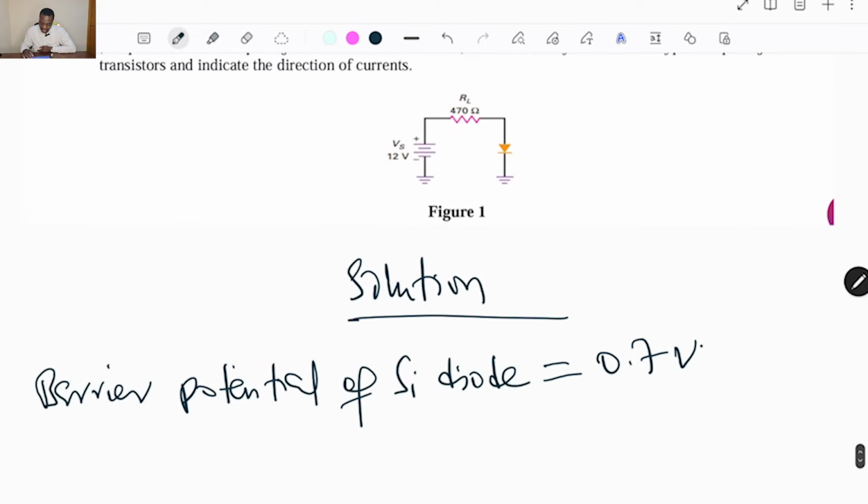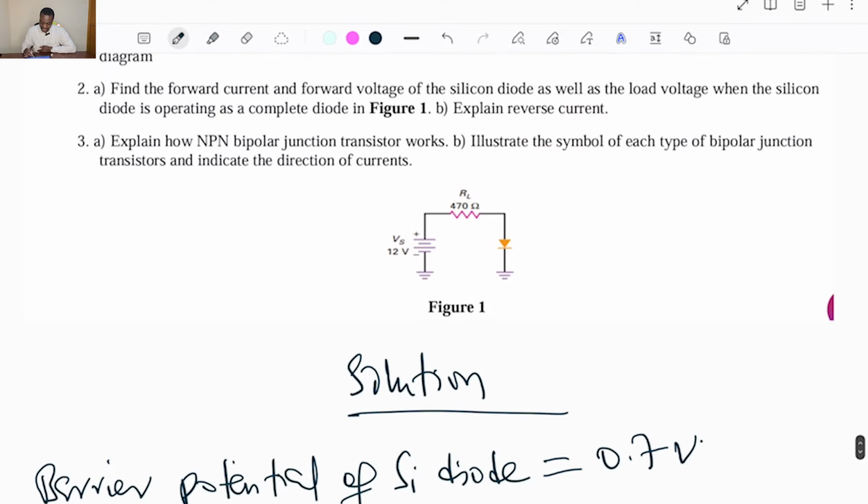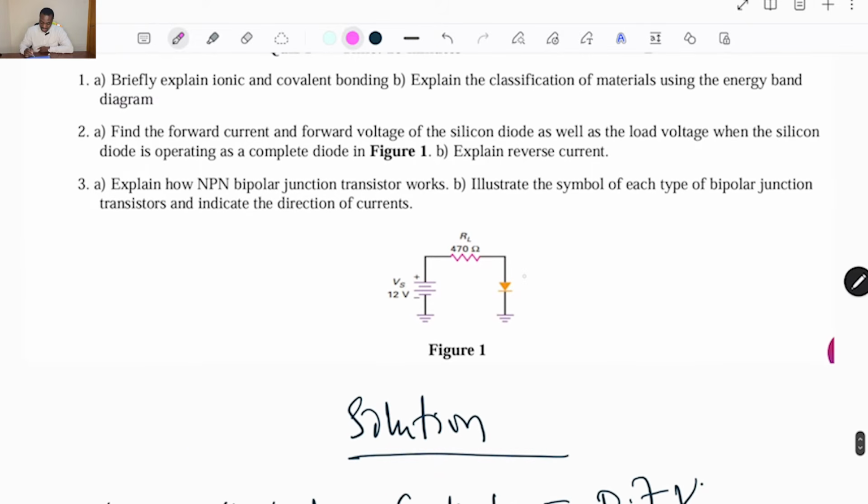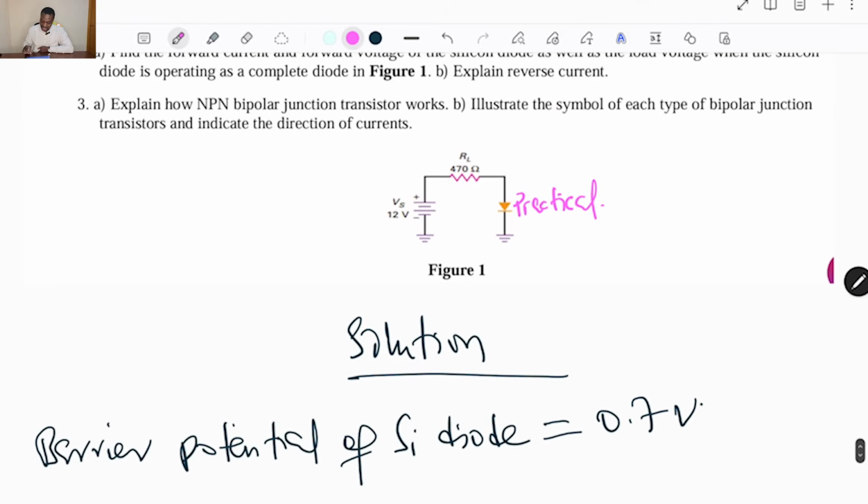So if you have such a diode, as you can see on this diagram, figure 1, we have a voltage source of 12 volts, then a low resistance of 470 ohms. What that means is that if this diode is being operated as a practical diode, it means that we can replace the diode by its equivalent diode model.